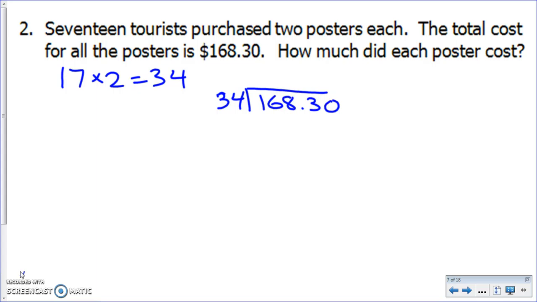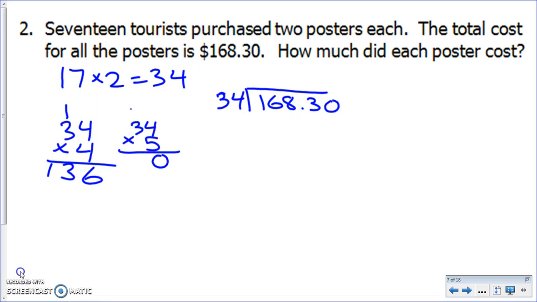So our first step is estimating. We have to figure out about how many times we think 34 can go into 168, and then we do some multiplying on the side. So why don't we try 34 times 4 to start with to check and see. So that gets us 136. We're going to try 34 times 5 just to make sure we're as close as we can go. All right, so we know 5 is too big, so we're going to put the 4 up and do our subtraction.